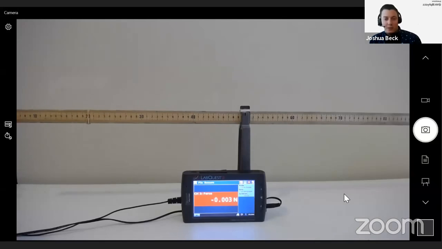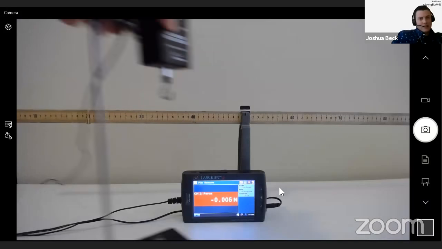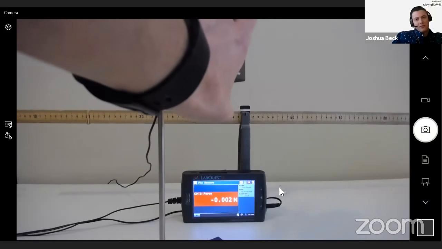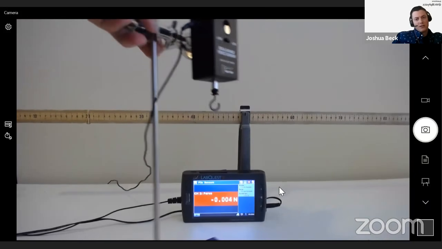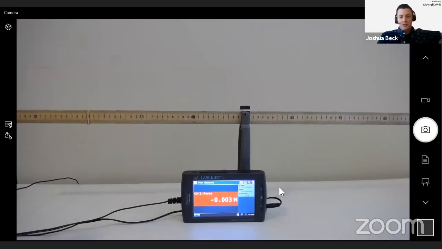So here it is, not quite as crisp and clean, but hopefully you can see everything. I've got this meter stick, it's balanced in the middle. And then I've got this force sensor down here, which is just reading the value that this force probe is picking up. So if I push on this, you can see that value changes. Nothing attached to it right now, so it's giving us a value of 0.